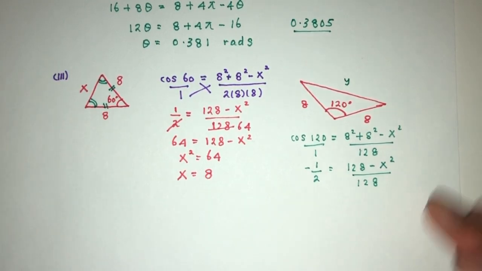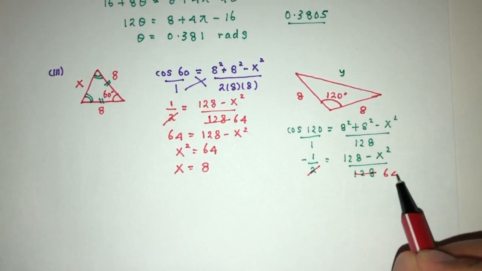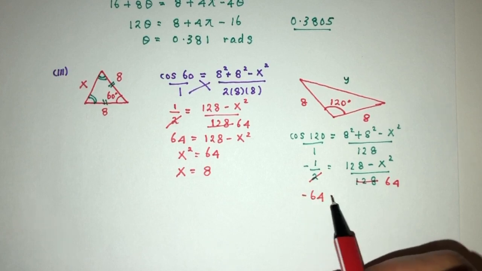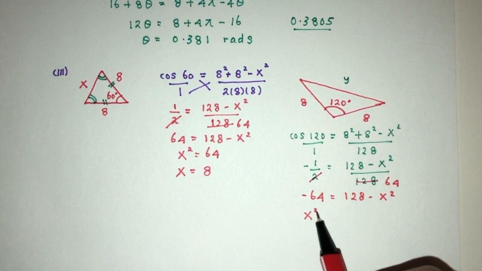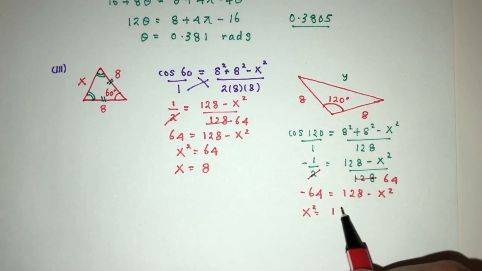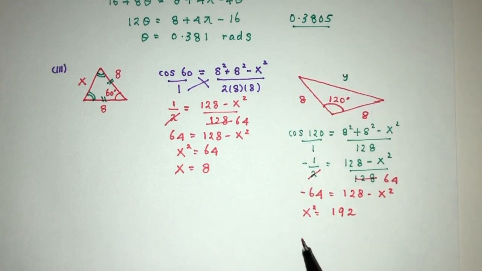Now let's see what we have here. So we have to simplify. That will be minus 64, that will be 128 minus x squared. So x squared has to be what? 128 plus 64. That will be 192. So root of that, we don't have an exact value, that should be root of 192.